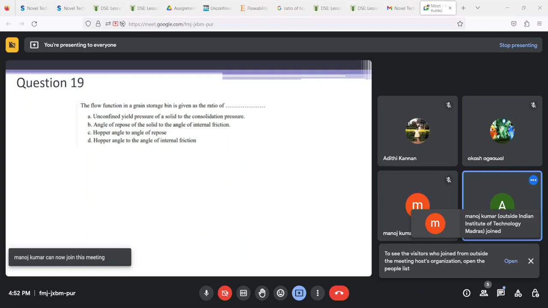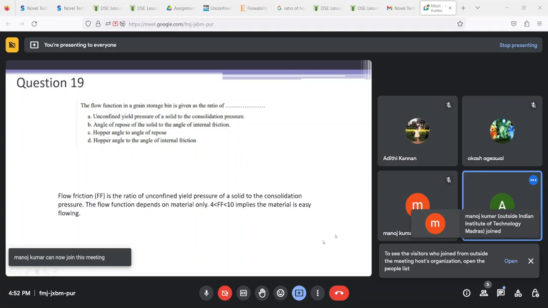No, that is not the answer. Hopper angle to the angle of internal friction is not the flow function. The flow function is the ratio of unconfined yield pressure of a solid to the consolidated pressure. Unconfined yield pressure means you are not enclosing the solid in any kind of container. It is basically unconfined. In that state, what is the pressure where it starts shearing? That is the unconfined yield pressure. When you apply pressure to unconfined grains, the pressure required to start causing the shearing effect is your unconfined yield pressure.